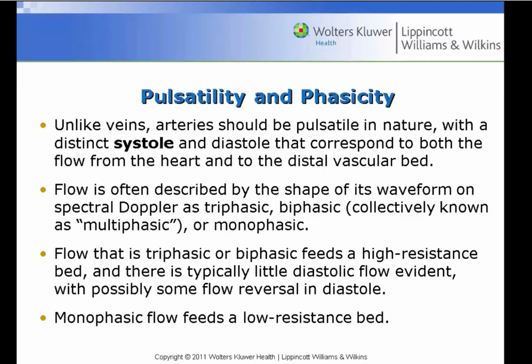Now look at the bottom of the page, where we get into low resistance flow. Low resistance flow will supply the brain because we need a constant blood flow. We need the oxygen from those arteries, and we need the groceries. We need that energy for our brains to think. What you see here is systole, the peak flow, and then you see that flow continues through diastole. We never go to zero flow, to feed a low resistance bed.